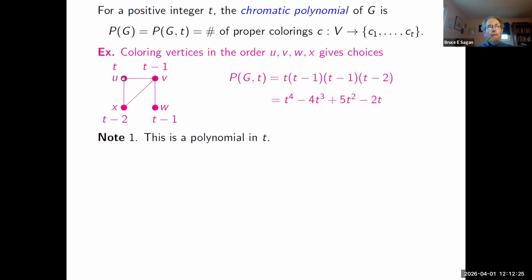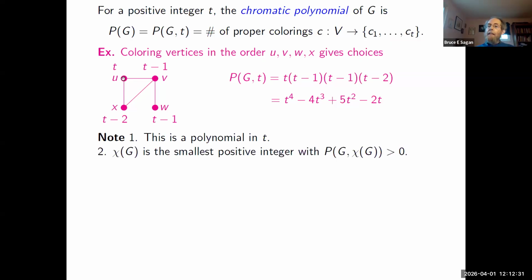Okay. So, first thing we already noted, this is a polynomial in T. Secondly, it's closely related to the chromatic number. The chromatic number is just the smallest positive integer such that if I plug it into the chromatic polynomial, I will get something positive out. Why is that? Well, think about it. Suppose I plug in a positive integer smaller than chi of G.